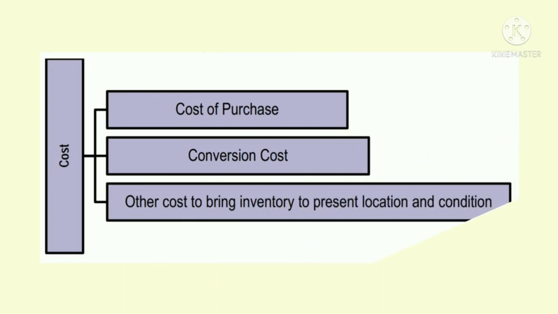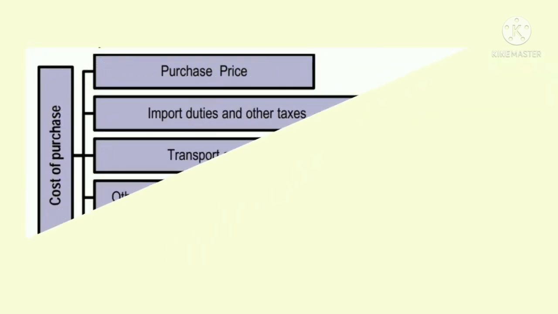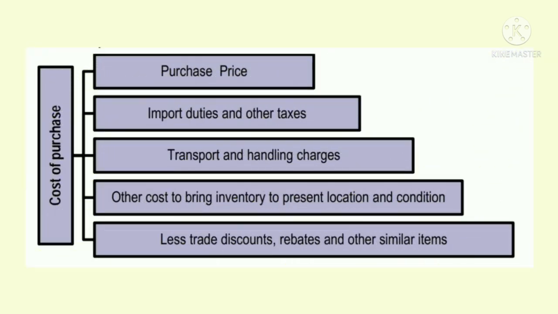Now let us see the elements of cost of inventories. It comprises the cost of purchase, the conversion cost, and all the other costs that are necessary to bring the inventory to its present location and condition. Cost of purchase of inventory includes the purchase price, all import duties and other taxes which are non-refundable, transport and other handling charges, after deducting all the trade discounts, rebates or other similar items.